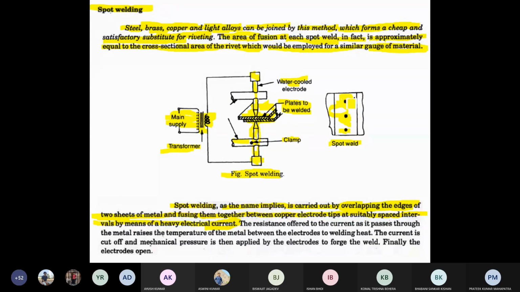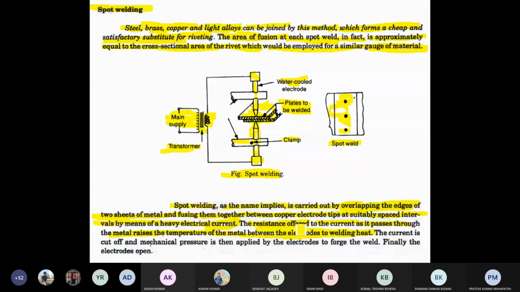between the copper electrodes. Okay, so you are using copper as the material of the electrodes. Then you are connecting, meaning the points are welded. The resistance offered to the current as it passes through the material raises the temperature of the material between the electrodes to welding heat. So all of you can understand.